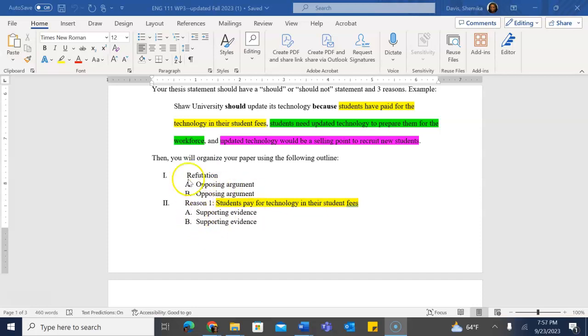And just remember that, of course, your refutation comes first. It is right after your introductory paragraph. I know that sometimes doesn't make sense for students, but you always want to think of it this way. You're starting with your introduction, you're introducing the information, and then you do come with your refutation, which is that opposing argument. So if I'm going to be talking about a subject, whatever subject I'm talking about, right?